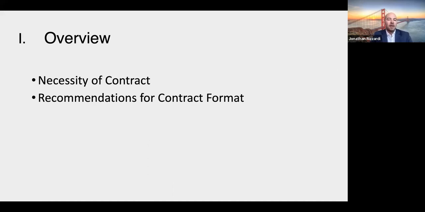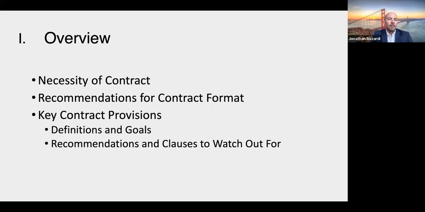This is just a logistical issue that always comes up with my clients. What should my contract look like? How long should it be? I'm having trouble with the owner not understanding it. So some tips for getting around those issues and getting something together that really fits the project and the owner. And then the nuts and bolts is the key contract provisions we'll be talking about.